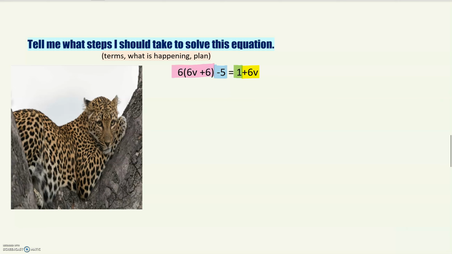I'm giving you a hint and highlighting the different terms. Maybe that helps you think about what your plan of attack would be. Remember, you are just writing the steps. Don't do the math yet.